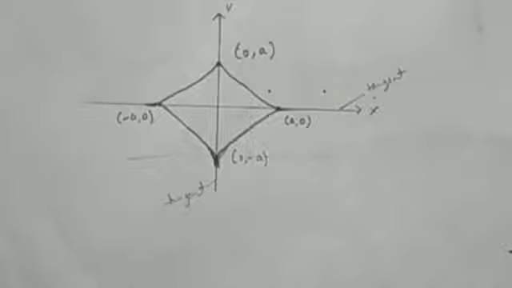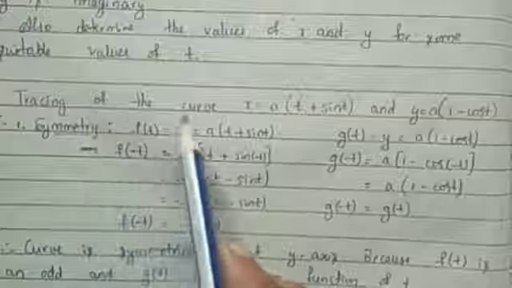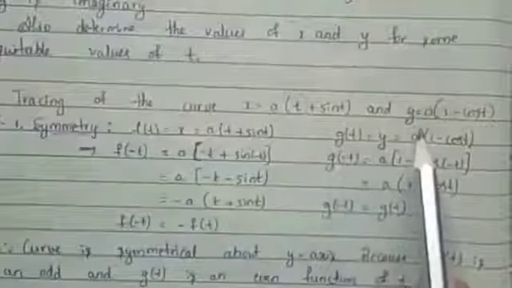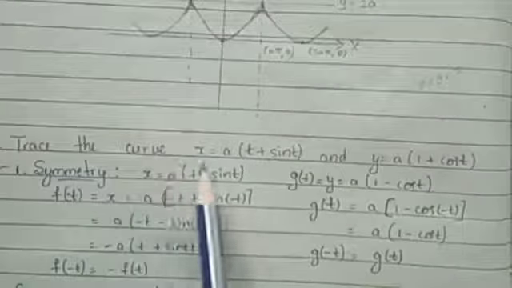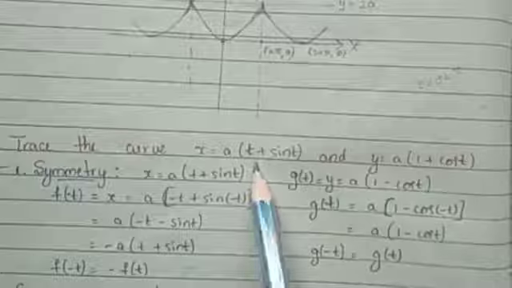Take down the homework problems. Trace the curve x is equal to a into t plus sin t and y is equal to a into 1 minus cos t, and trace the curve x is equal to a into t plus sin t and y is equal to a into 1 plus cos t.